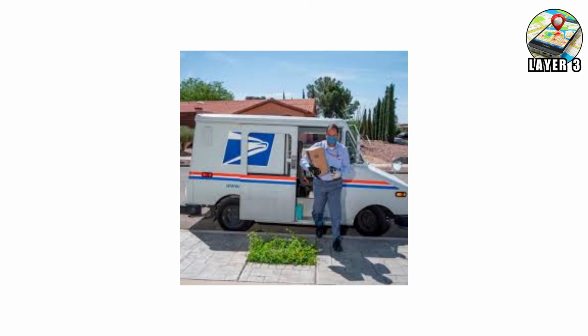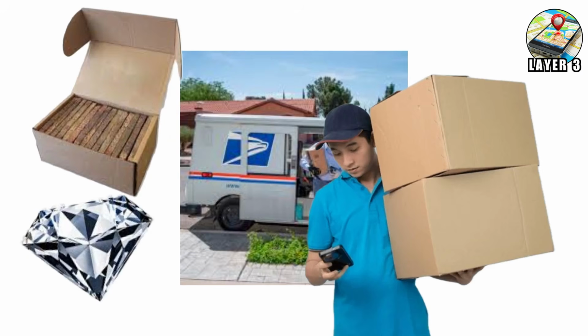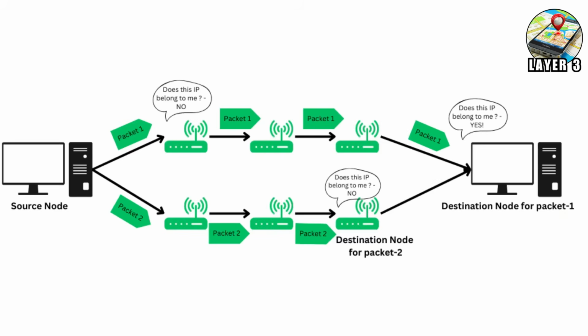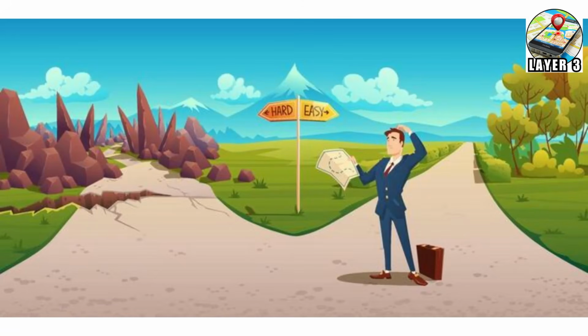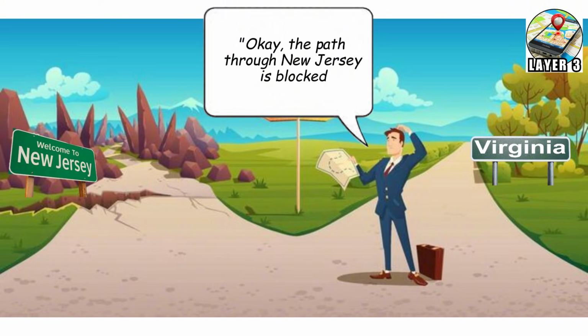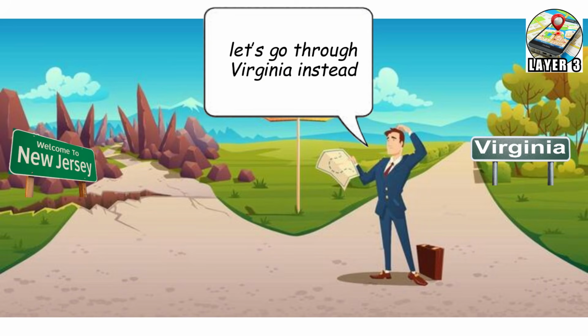It's like the postal service. They don't know if you're mailing a brick or a diamond, they just see the zip code. This layer is responsible for routing, finding the best path through the web. The internet isn't a straight line, it's a messy web of cables. Layer 3 decides, okay, the path through New Jersey is blocked because a squirrel chewed a wire. Let's go through Virginia instead.